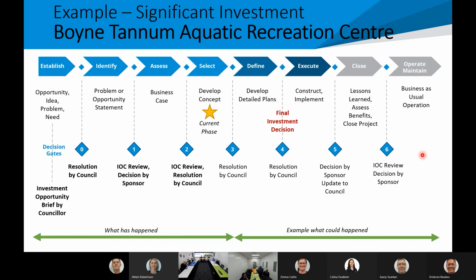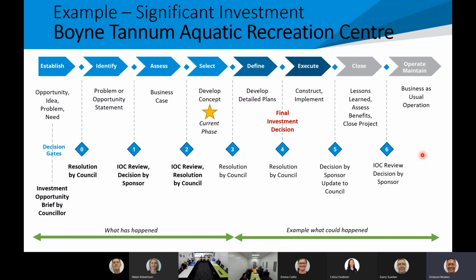Part of the select phase, and this is detailed in the corporate standard. Sorry, Erickson, I'll get to you in a second. Part of the corporate standard really details that our delivery approach is something that we really have to make a concerted effort to consider, and that's considered right back from that select phase. So that's part of project management. Did you have a question, Erickson?